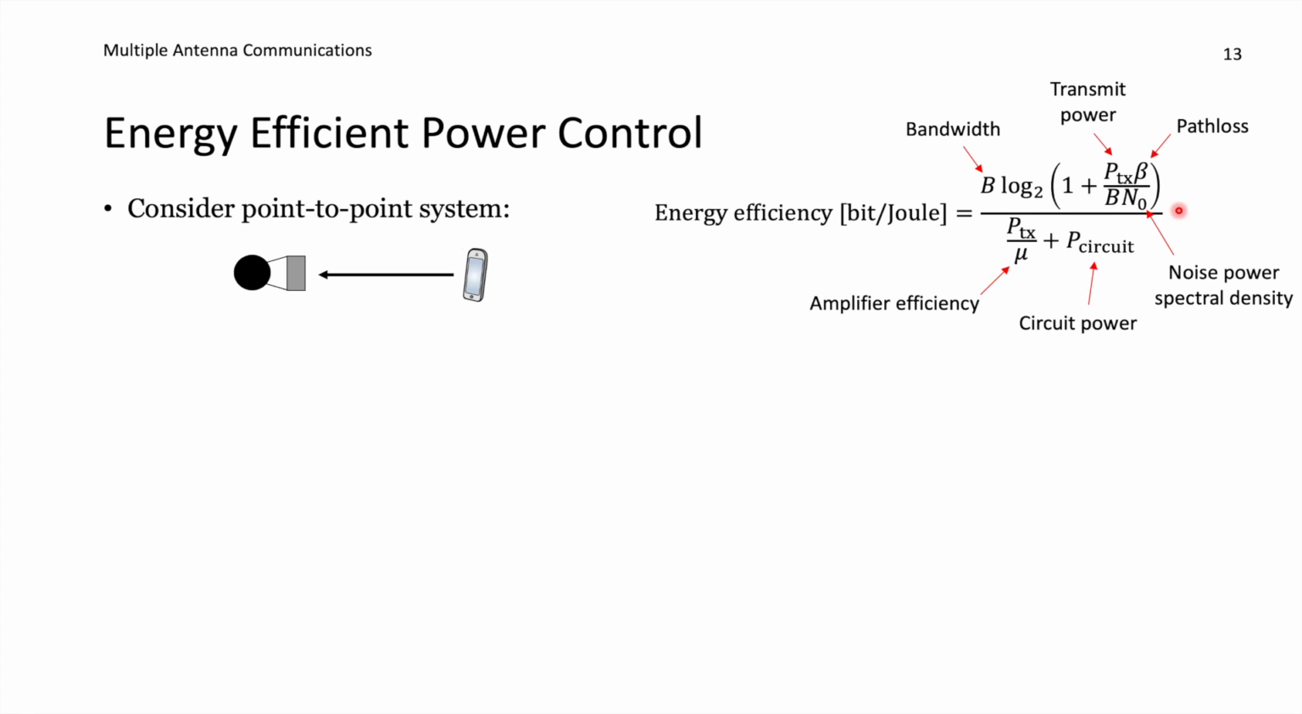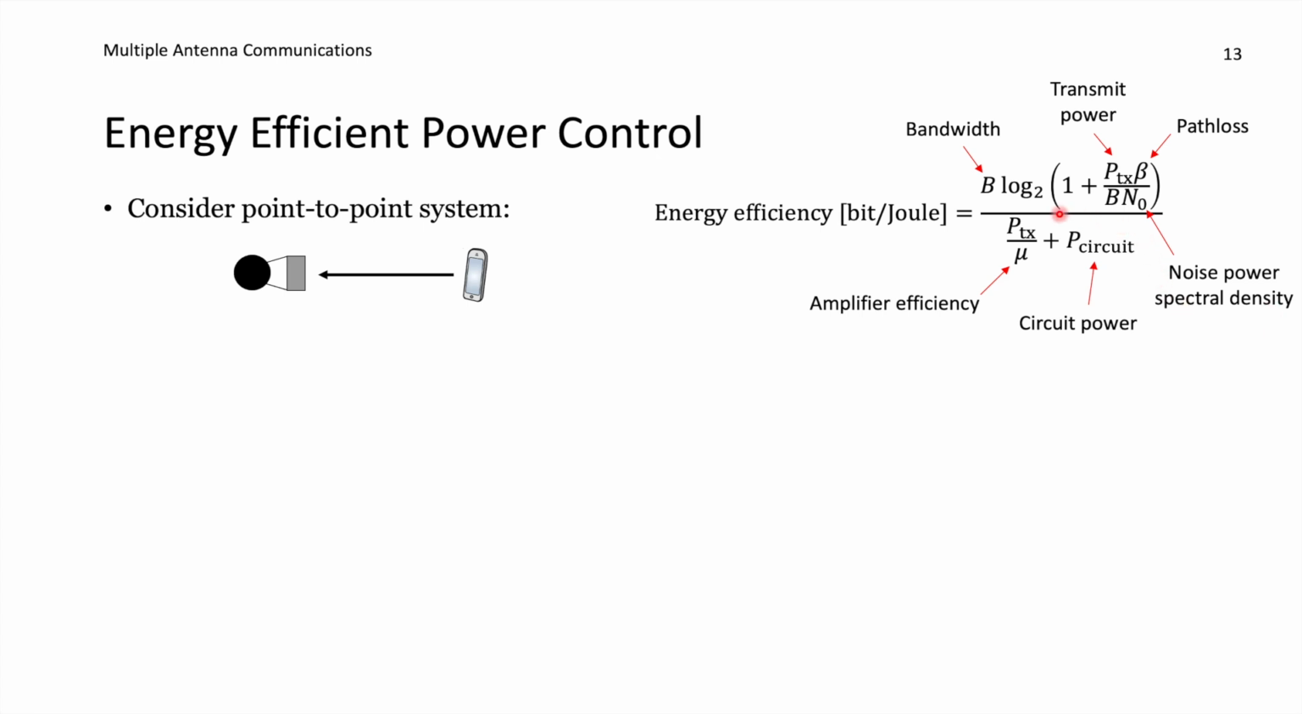So the data rate is the bandwidth multiplied with the spectral efficiency, which is log 2 of 1 plus this kind of signal to noise ratio. So we have the transmit power, I call it PTX here. There is the path loss or channel gain beta, and then we divide with the noise power, which is the bandwidth multiplied with the noise power spectral density.